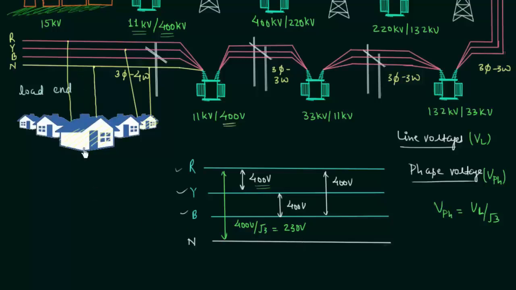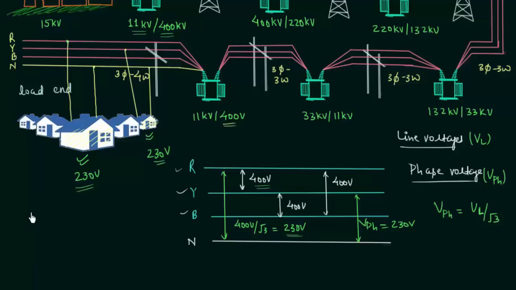Now look here, your house is connected between red and neutral, and between red and neutral, the voltage is equal to 230 volt. So your house will get 230 volt. And what about your friend's house? He will also get 230 volt because his house is connected between yellow and neutral. Yellow and neutral is also the phase voltage, which is equal to 230 volt. So both of you will get 230 volt in your house, and most of the appliances in our household are single phase loads.